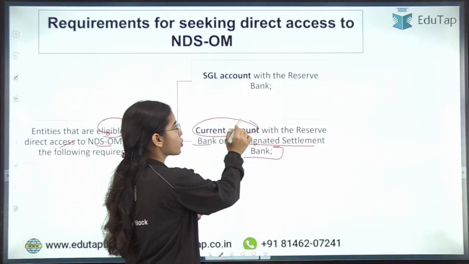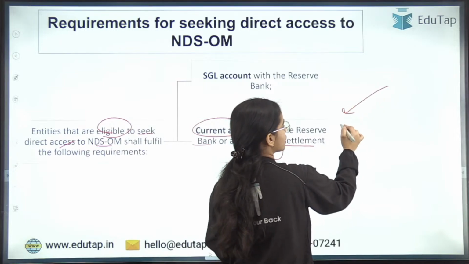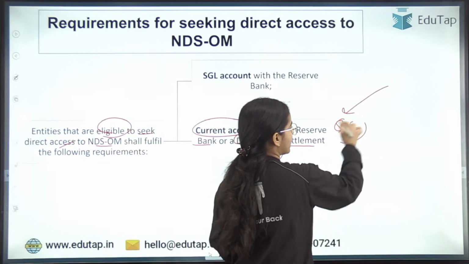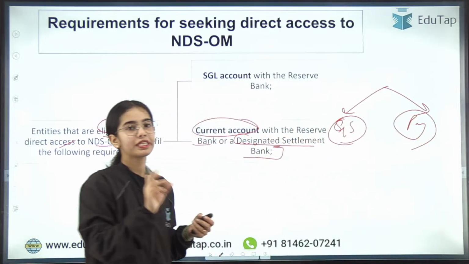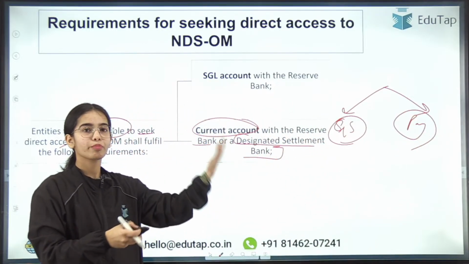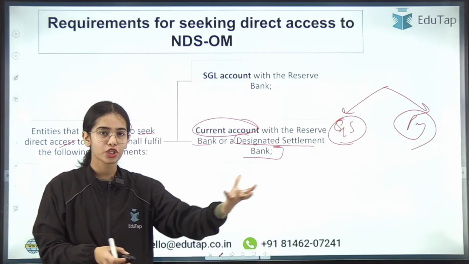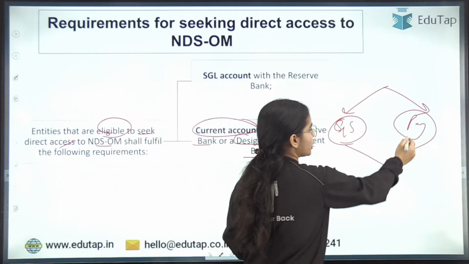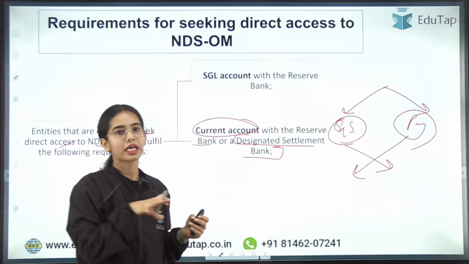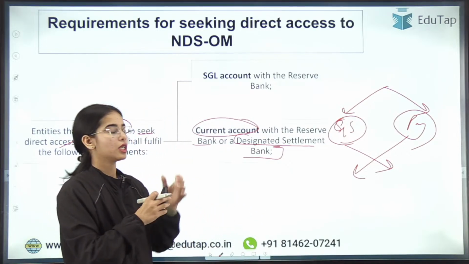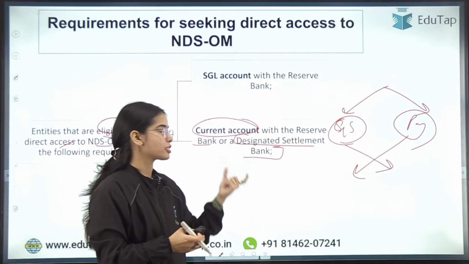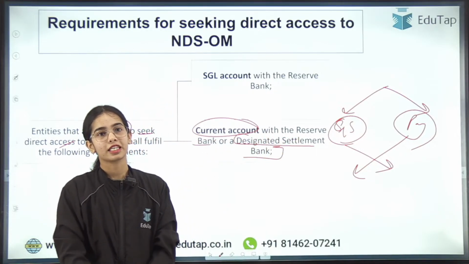So the current account is required because if you are getting government securities, you need to pay money for that. Money will be deducted from your current account. Or let's say you are selling the government security, so you will get the money in your current account. So the current account is required for the transaction to happen, and it should be kept with the Reserve Bank or with the designated settlement bank.